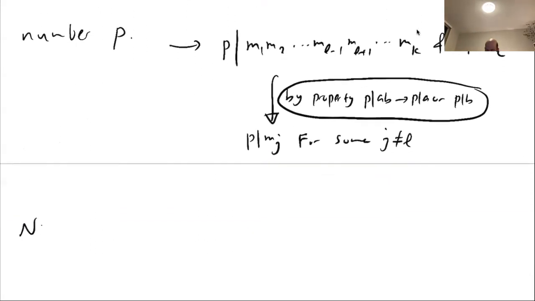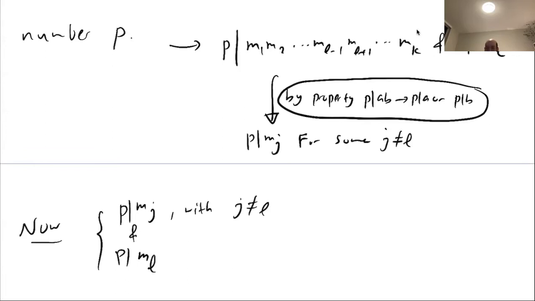So now P divides MJ with J not equal to L, and P divides ML, right? That is the other result here. So these two together mean that the GCD of MJ and ML must be bigger than 1.